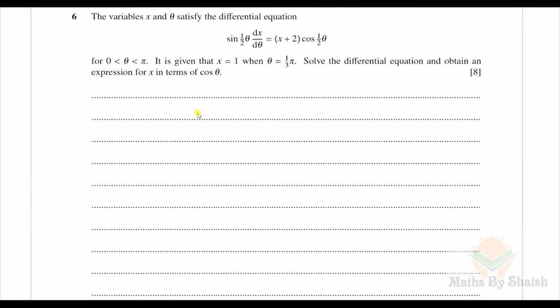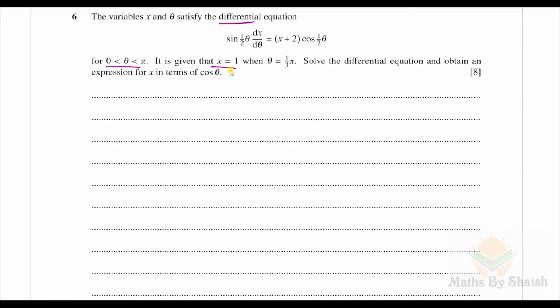So here is question number 6. The variables x and theta satisfy the differential equation sin(θ/2) dx/dθ = x + 2cos(θ/2), and theta is between 0 and pi.